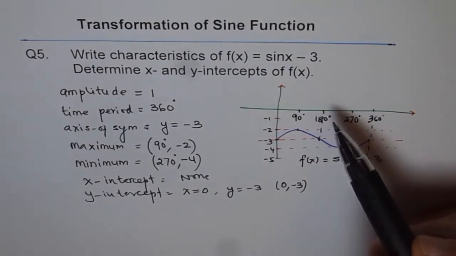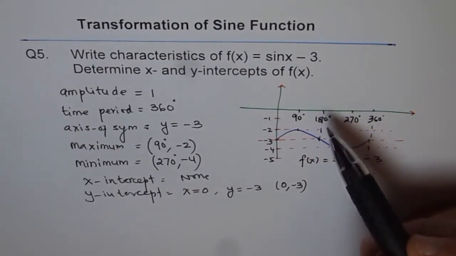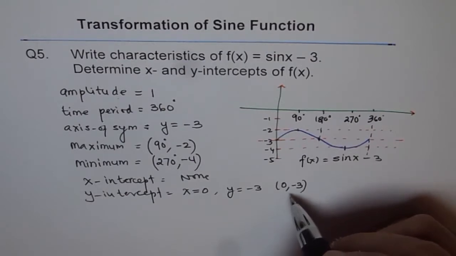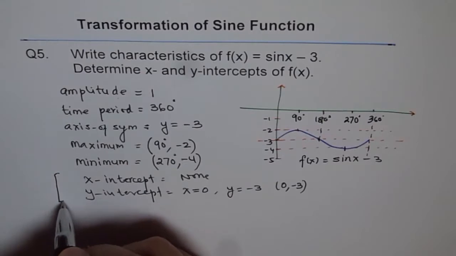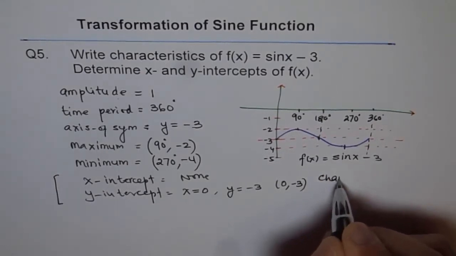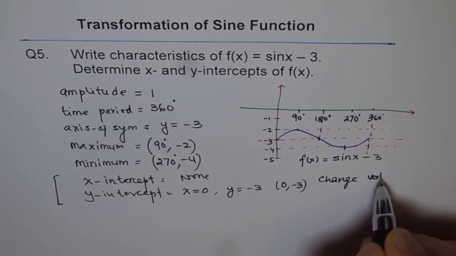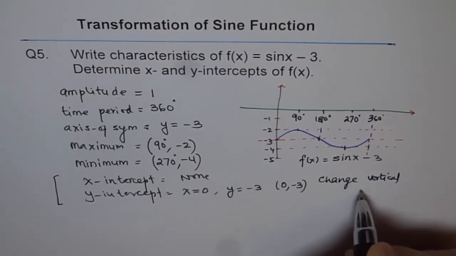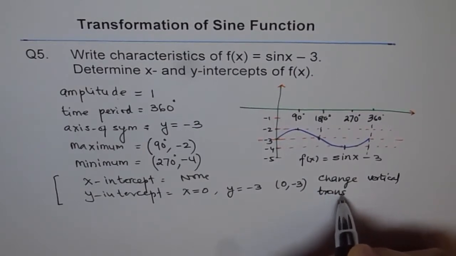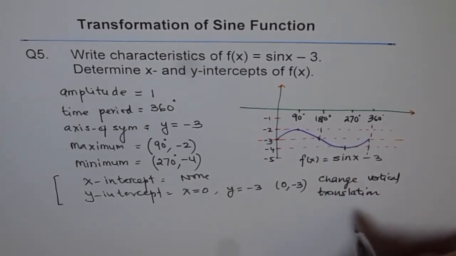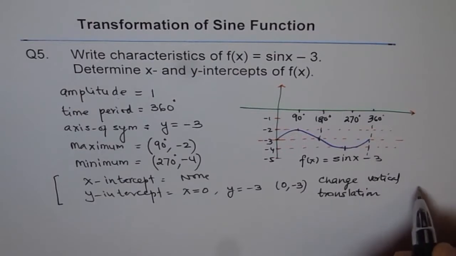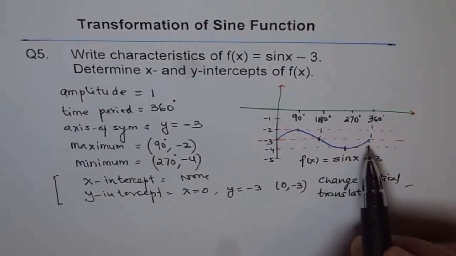So when you transform the wave horizontally or vertically, the y-intercept changes and x-intercept also changes. So both x and y-intercept change, right? So they both change whenever you do vertical translation, correct? X and y intercept will always change, correct? That's kind of important to understand, right? And the wave may not have any x-intercepts like you have seen here, correct?